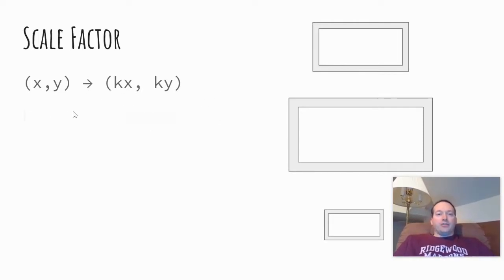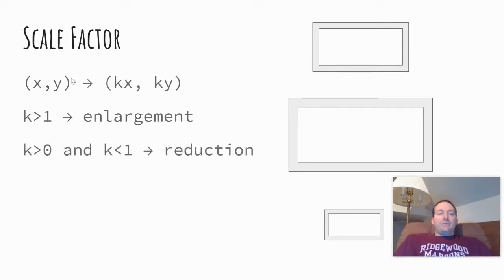How do you know if it gets bigger or smaller? Well, if k is bigger than 1, it gets bigger. Think about it in multiplication terms. You multiply by 1, you get the same thing. Anytime you multiply by a number larger than 1, it will always get larger. If k is between 0 and 1, it's going to get smaller. It's going to be what's called a reduction.